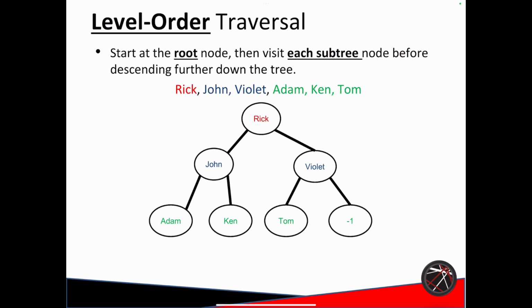We also have level order, and with this one, this is probably the easiest way to read. We're literally going to start at the top, so Rick, then we're going to do John and Violet, and then Adam, Ken, Tom. Really quick, nice and easy to do.